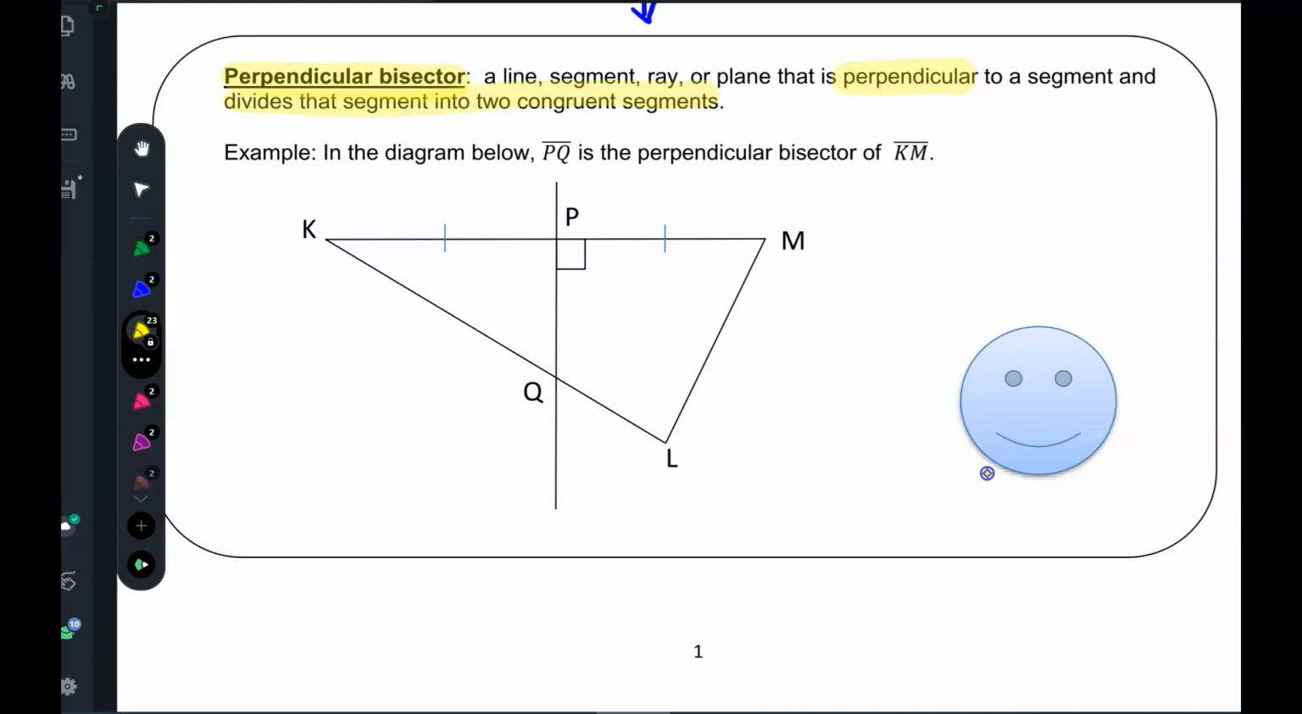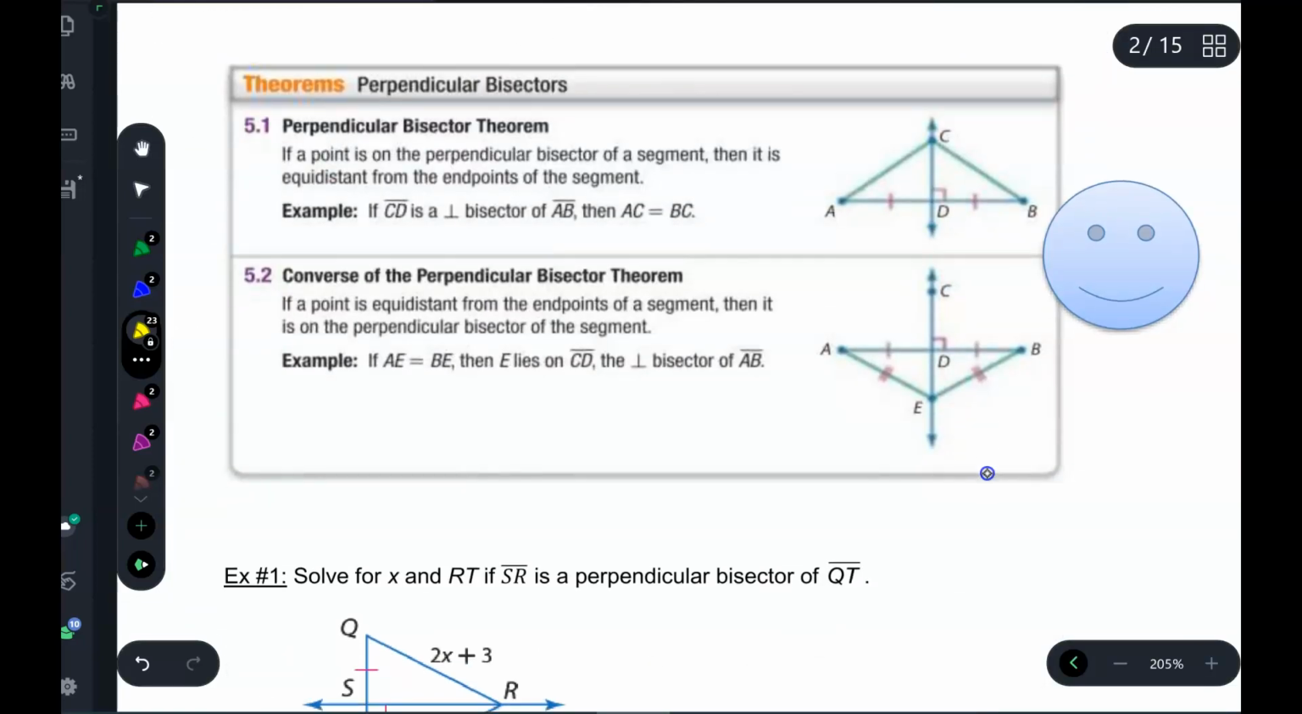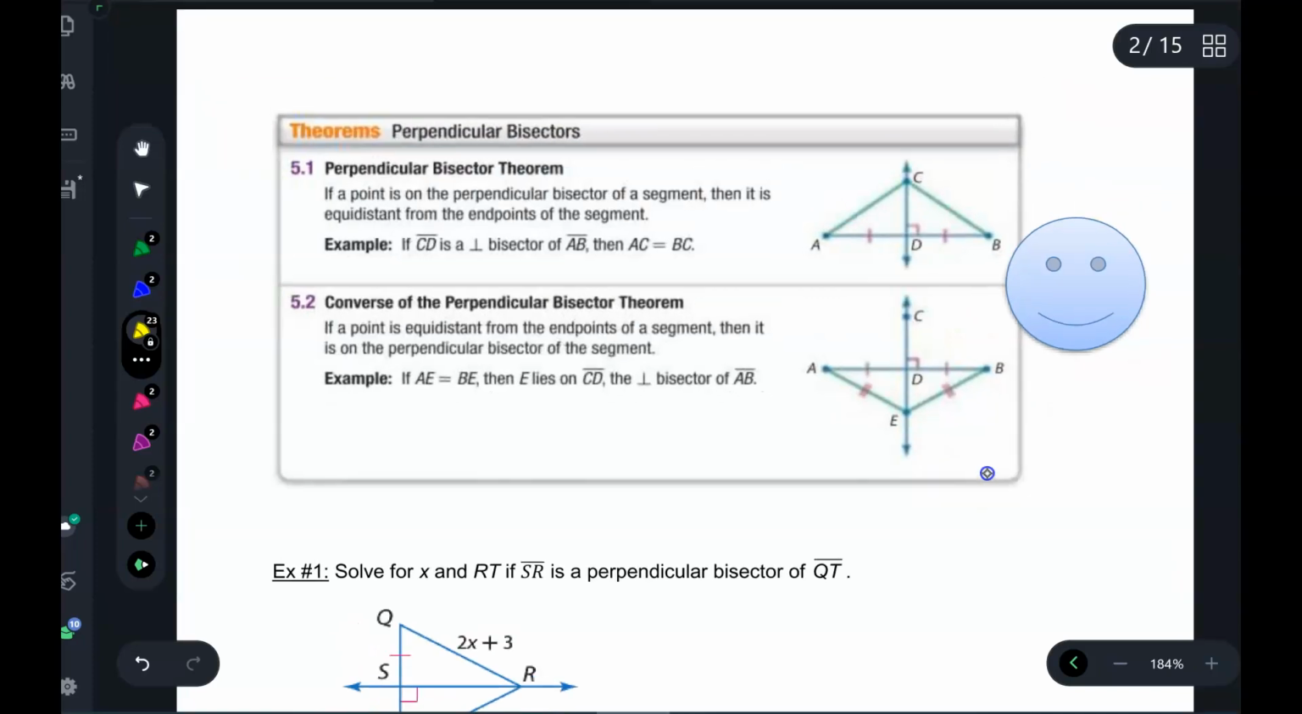It seems like we have a lot for this lesson, but the second lesson is really short. Okay. We have the perpendicular bisector theorem and the converse. So what does this say? If you have a point on the perpendicular bisector, so what is the perpendicular bisector here? It's CD. What is it bisecting? AB.